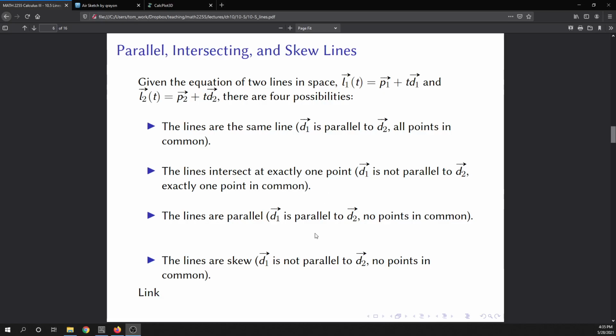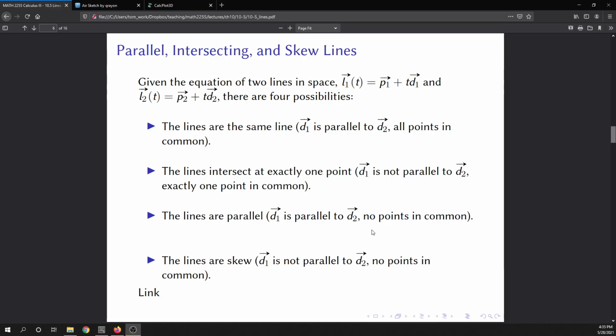All right. The next possibility is that the equations for those two lines represent two lines that are parallel to each other. In that case, the direction vectors would be parallel to each other, but there's no points in common. The two lines don't intersect with each other. And again, just like in the plane, you can have parallel lines in space as well.